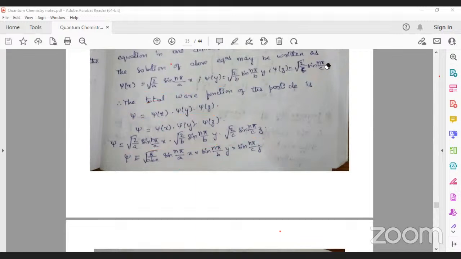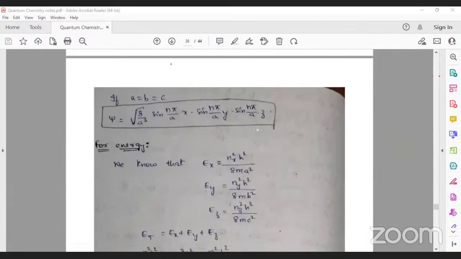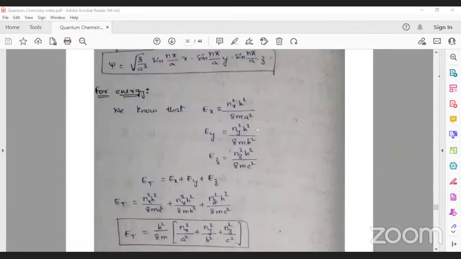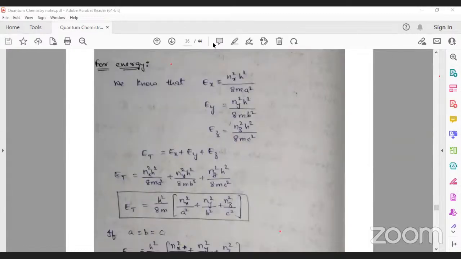Right. So this is the wave function. So further we want the energy. Further we want the energy, right? So what is the energy? We'll see.